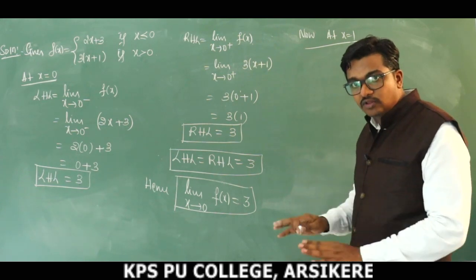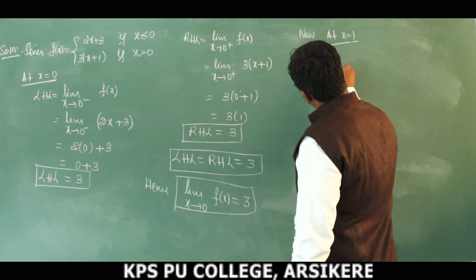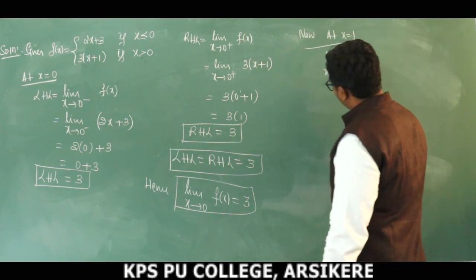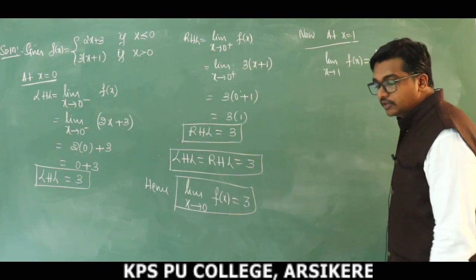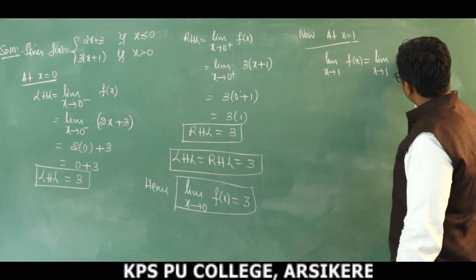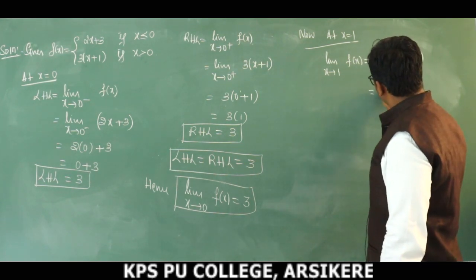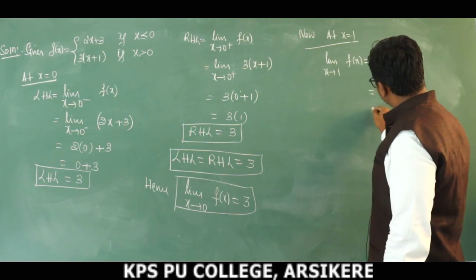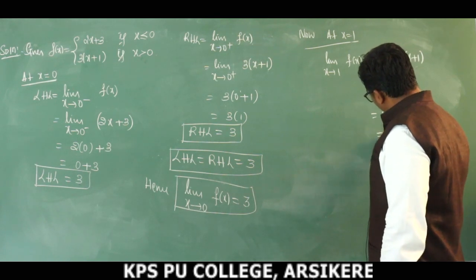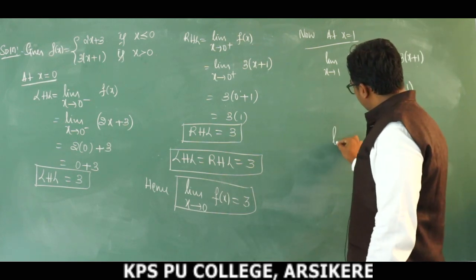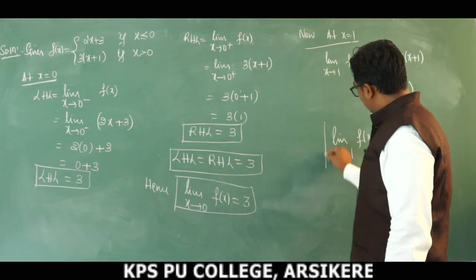So it means directly we go with the limit. Limit as x approaches 1 of f of x is equal to limit as x approaches 1 of the function, which, when x is greater than 0, is 3 times x plus 1. So directly we can apply the limit here. Therefore this becomes 3 times 1 plus 1, that is 3 times 2, that becomes 6. Therefore limit as x approaches 1 of f of x is equal to 6.